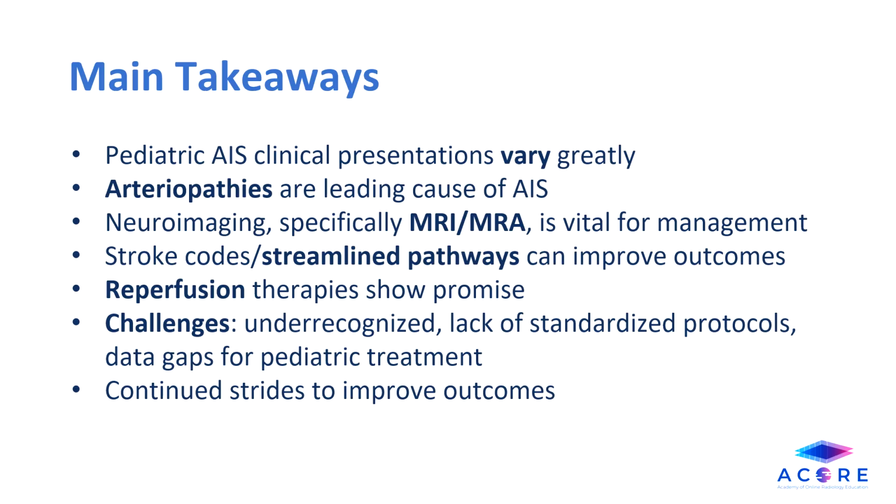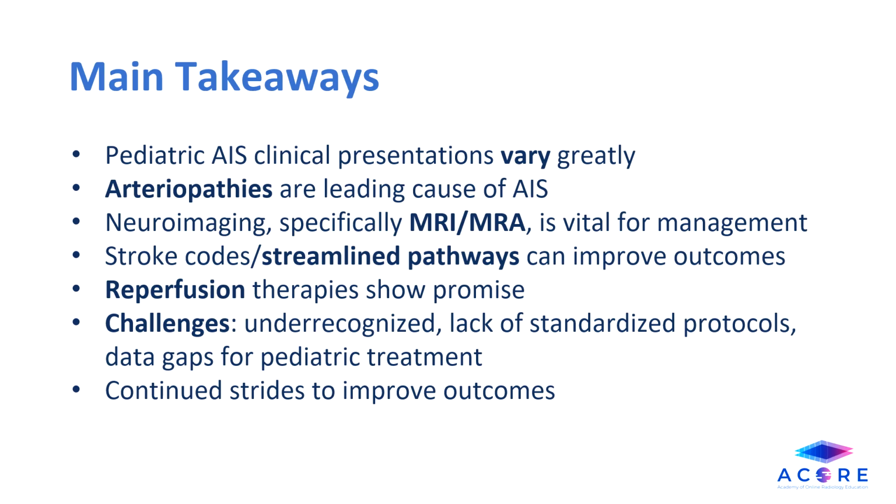Finally, our main takeaways from the review article. Pediatric AIS presentations vary greatly in the clinical setting. Arteriopathies are a leading cause of AIS. Neuroimaging, specifically the gold standard of MRI and MRA, are vital for management. Stroke codes and streamlined pathways can improve outcomes for AIS patients. Reperfusion therapies like TPA and endovascular thrombectomy show promise in pediatric AIS management.